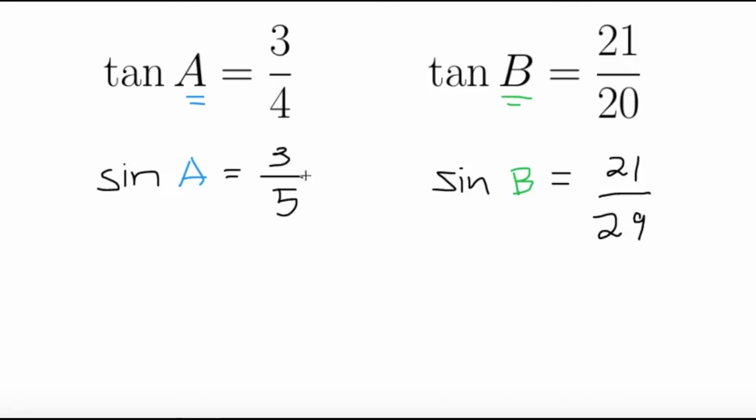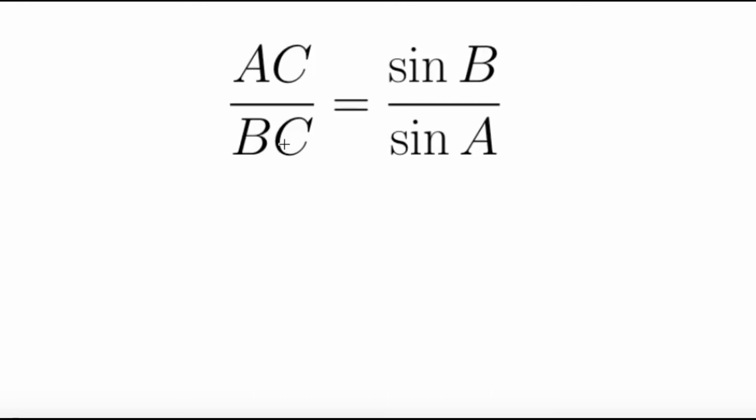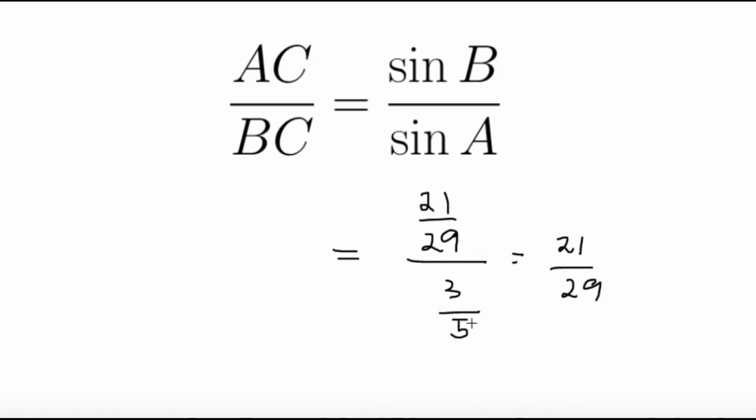Since we already have sine of B and sine of A, all we have to do is substitute them into this expression: AC over BC equals sine B over sine A. We know that sine of B is 21 over 29, and sine of A equals 3 over 5. We can write this as 21 over 29, and since we're dividing by 3/5, that's the same as multiplying by 5/3. So we can do some cancellations here: 1 and 7 for the 3 and 21.